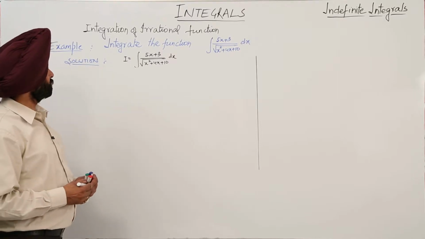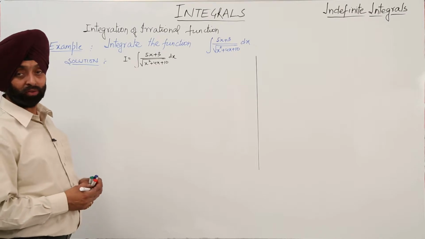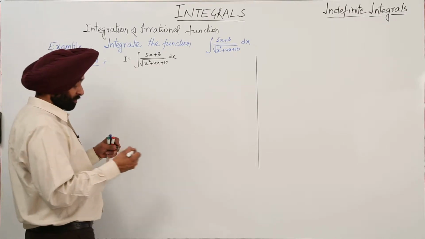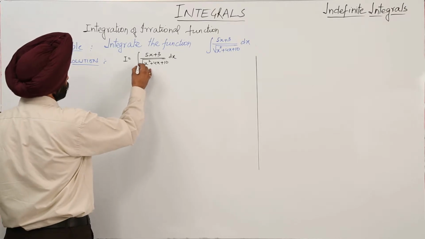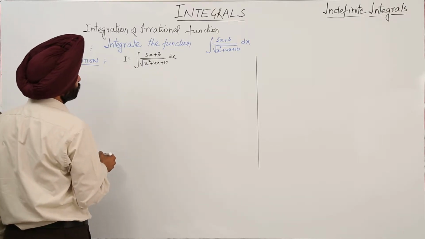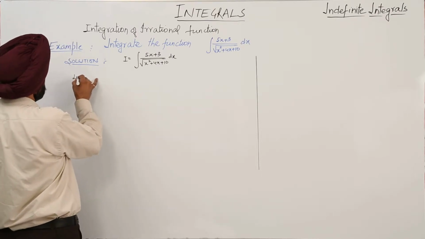Example, based on integration of an irrational function in the form of (px + q) upon square root of (ax square + bx + c) dx. Now the question is, we have to integrate (5x + 3) dx upon square root of (x square + 4x + 10).